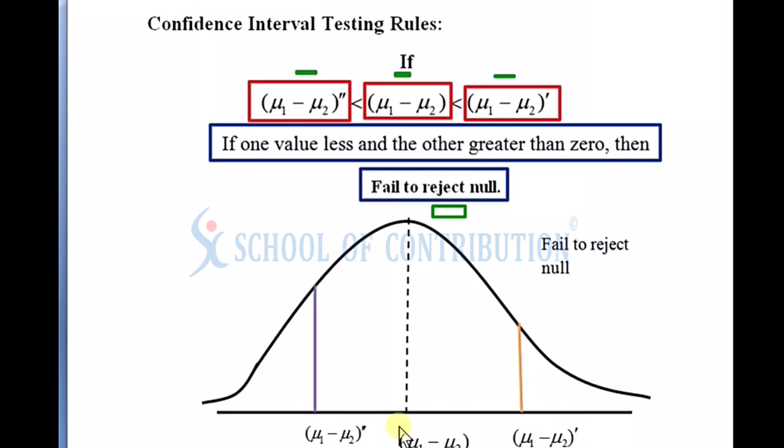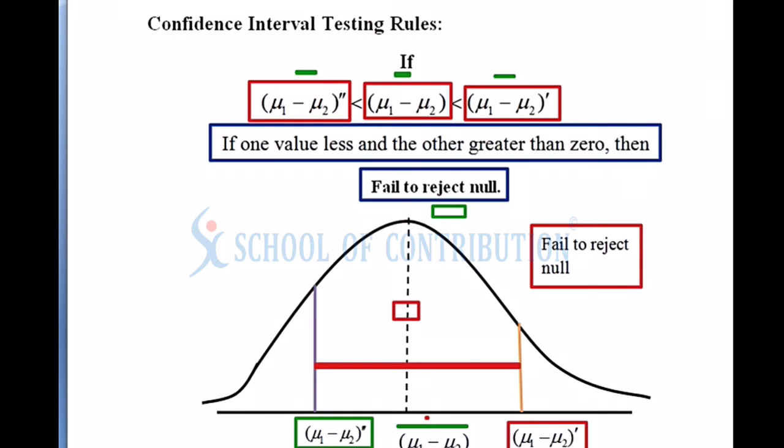We can show this as follows. This is the difference between the two population means. This is one interval value that is negative, and this is another interval value that is positive, and this is our constructed confidence interval. In this interval we find our population mean difference that is equal to 0, and since we find it in this interval, we fail to reject the null hypothesis.